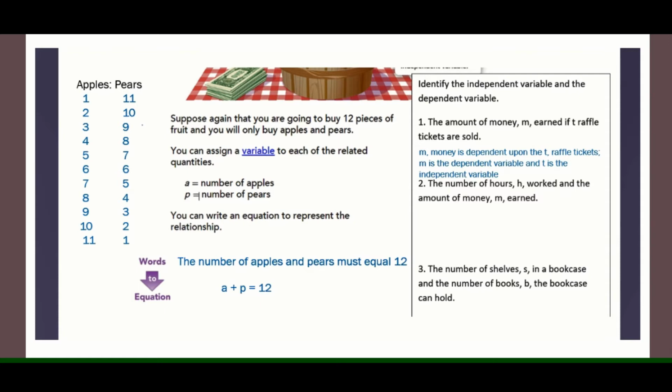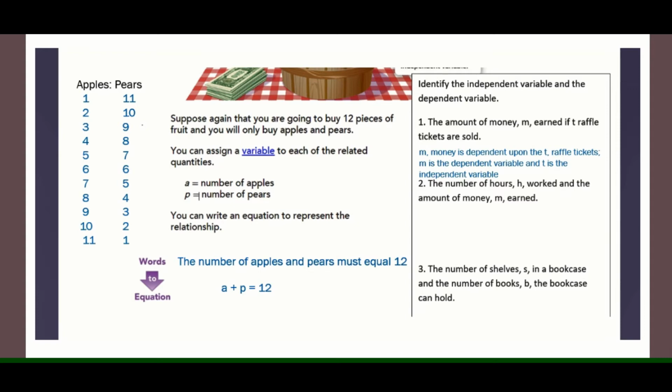All right, so number 2, the number of hours H worked and the amount of money M earned. If you do not work, you will not get any money. Period. If you don't work, you will not get any money. So the amount of money is dependent upon the number of hours that you work, if you work by the hour, in this case. So the money is dependent upon the hour.